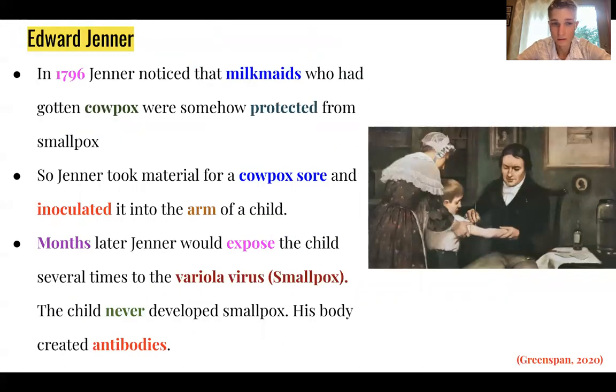In 1796, a man named Edward Jenner noticed that milkmaids who had gotten cowpox became protected from getting the smallpox. And he was curious about this. So Jenner took some material from the cowpox spores, and then he introduced it into an arm of a child that had never had smallpox before.